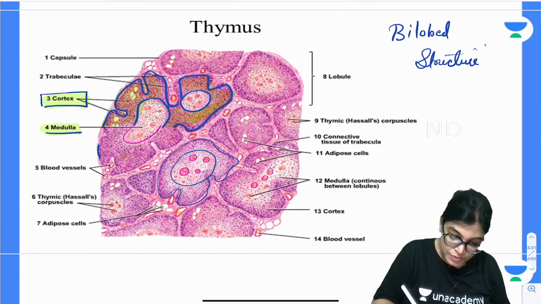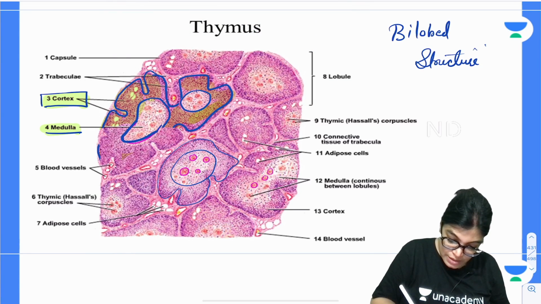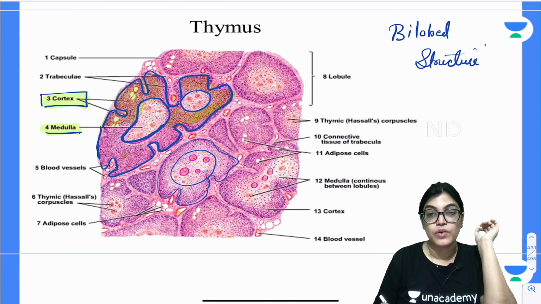The presence of Hassall's corpuscles in the medulla part of the thymus gland is the characteristic feature for identification.